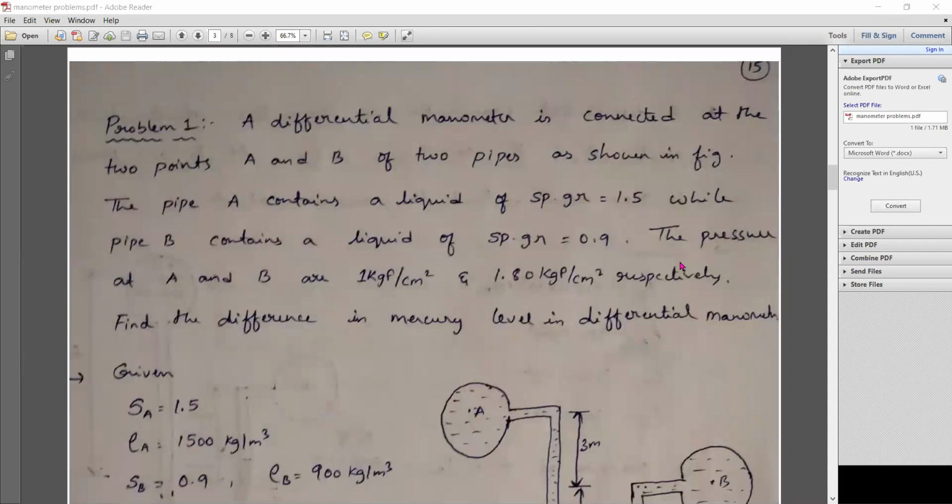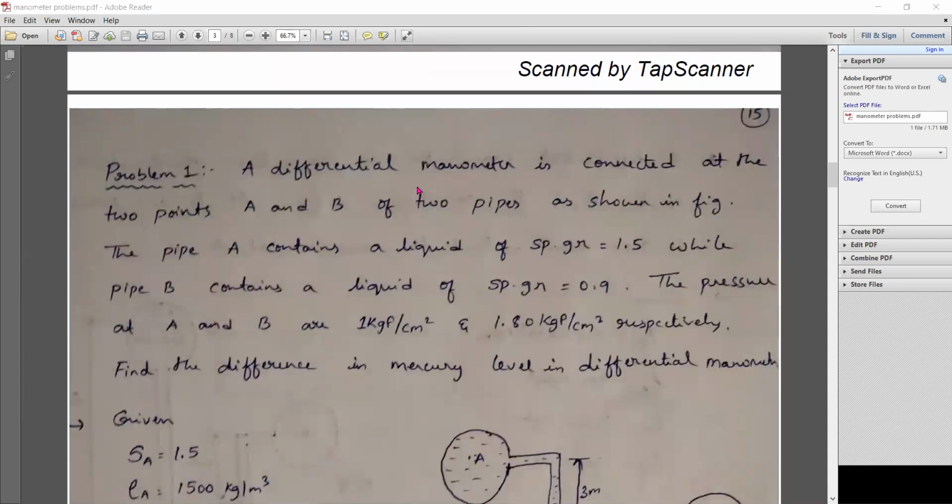Okay, right. So what he's telling: a differential manometer is connected at 2 points A and B of 2 pipes, as shown in the figure. Luckily he's given the figure also. In some problems he may not give it, so there he will give the concept of how to draw it, like yesterday we have seen one problem. He'll give the X value, H value, how much height difference is there. So that type of problems will be a little bit difficult if you are unable to understand what he has given in the problem.